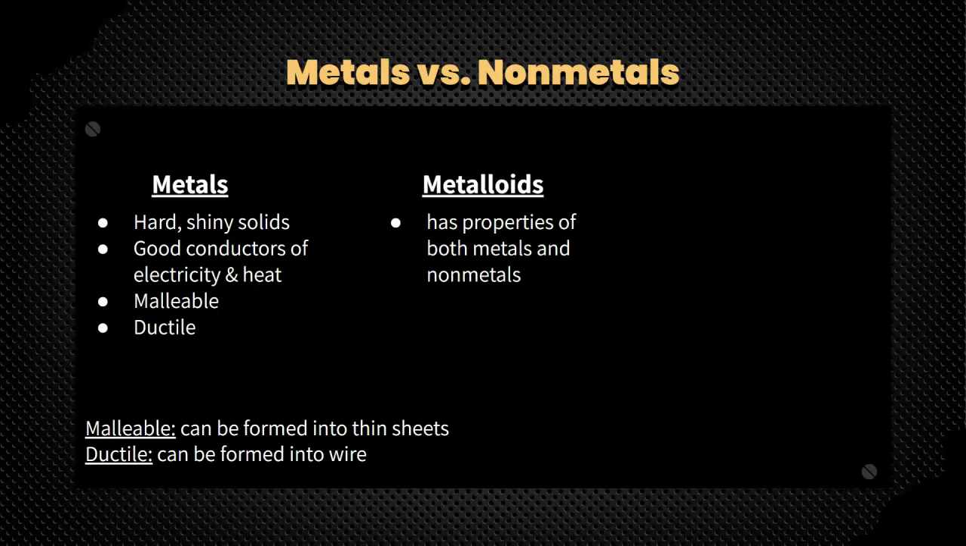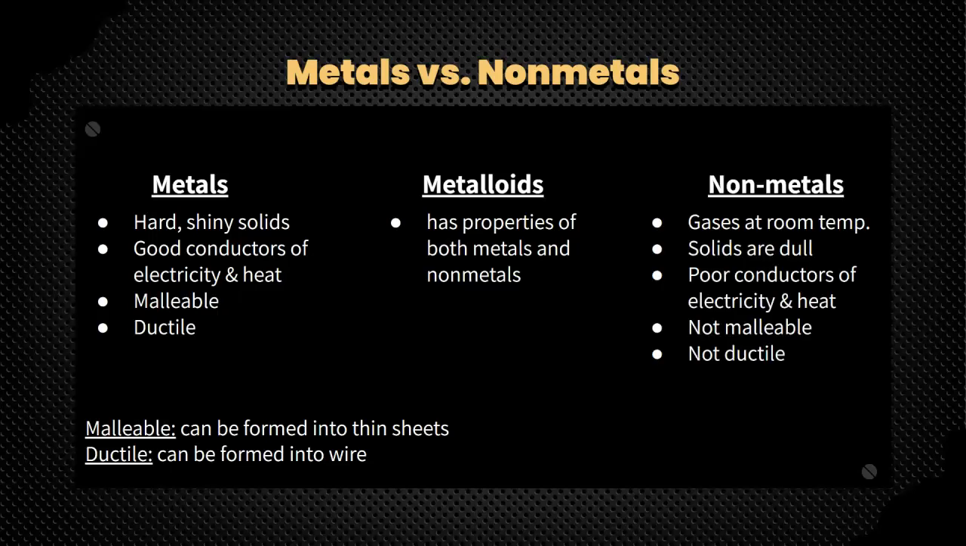Metalloids are going to have properties of both metals and nonmetals. Nonmetals are mostly gases at room temperature. If they are solid, they are dull. They're poor conductors of electricity and heat, and they're not malleable and not ductile.